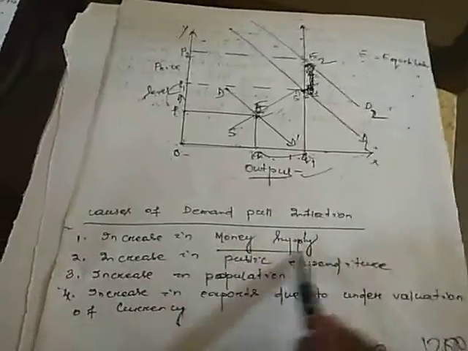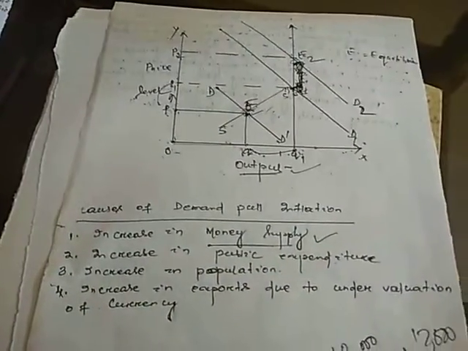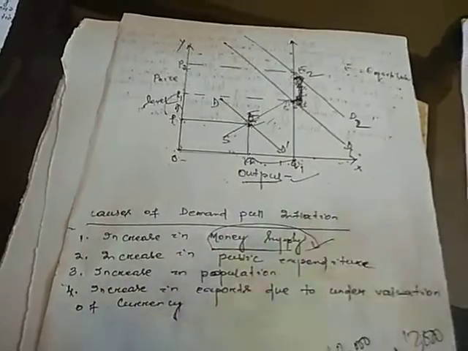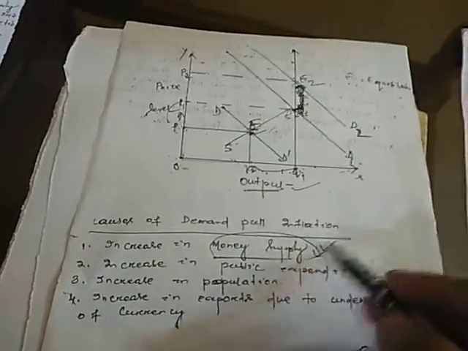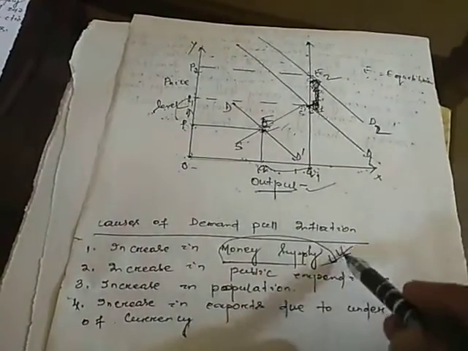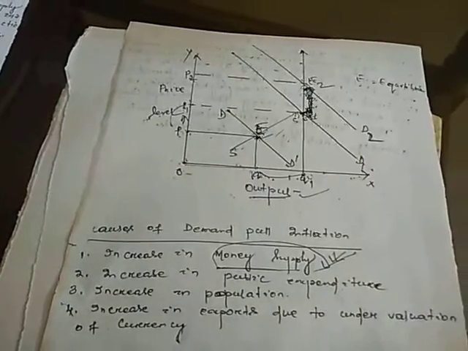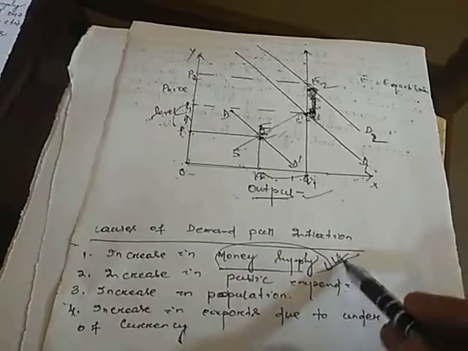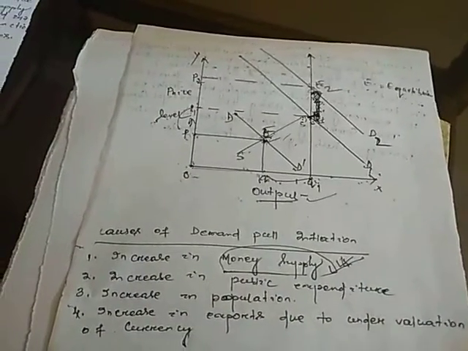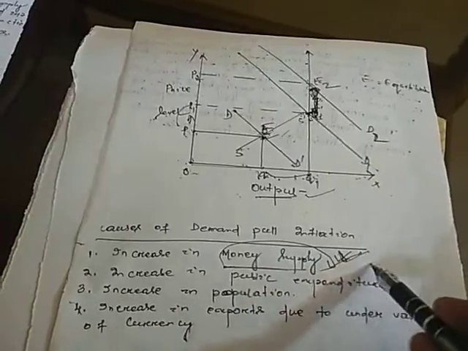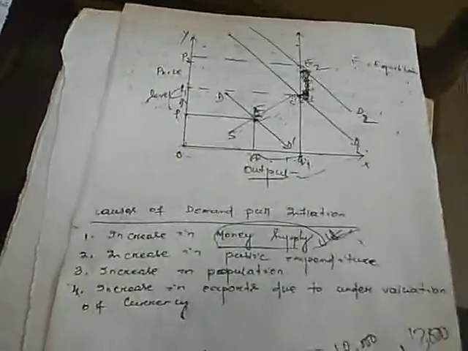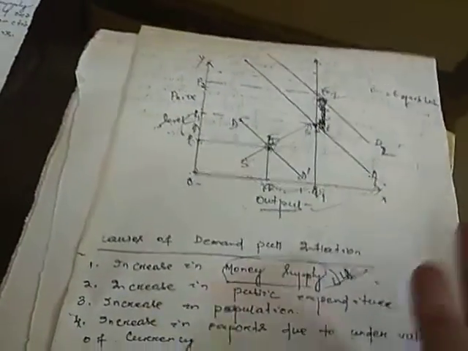The first cause is an increase in money supply. If the money supply is maximum, money in the market is maximum, and each and every person has a huge amount of money, then definitely they will purchase the maximum. When they purchase the goods, there will be a shortage of goods in the market, so inflation is automatically created.